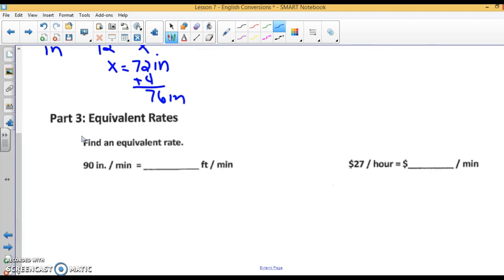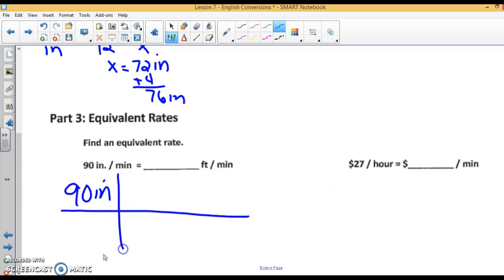Find an equivalent rate. Now, I'm going to write, we're going to call this the goalpost method. We've got 90 inches for 1 minute. Well, 90 inches per minute. I want to end up with feet per minute. Well, let's look what we have. We already have minutes, so I don't need to change my minutes, but I do need to change my inches into feet. So my conversion is 1 foot equals 12 inches.